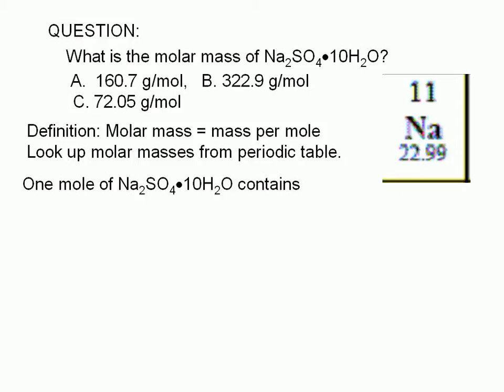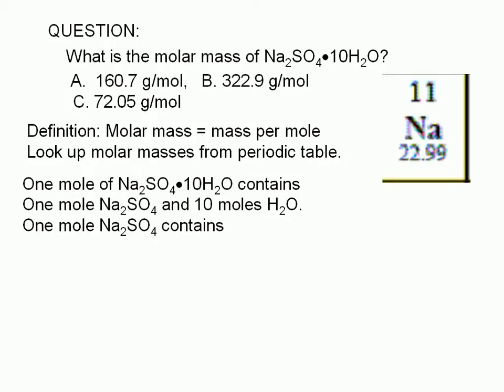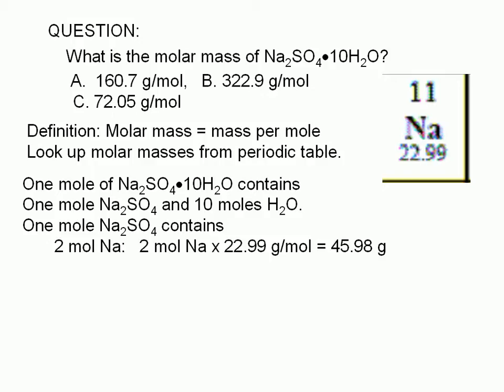1 mole of this compound contains 1 mole of the formula shown to the left of the dot, and 10 moles of H2O. Based on the subscripts in the formula of the compound, we can say that 1 mole of sodium sulfate contains 2 moles of sodium, since the subscript of sodium in the formula is 2. 2 moles of sodium times 22.99 grams per mole is equal to 45.98 grams. Therefore, 1 mole of sodium sulfate contains 2 moles of sodium, or 45.98 grams.